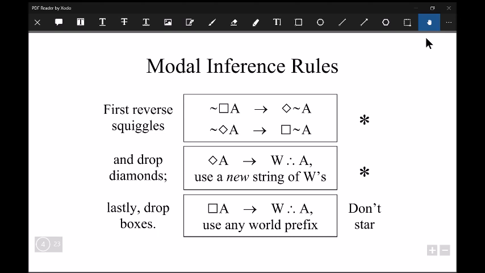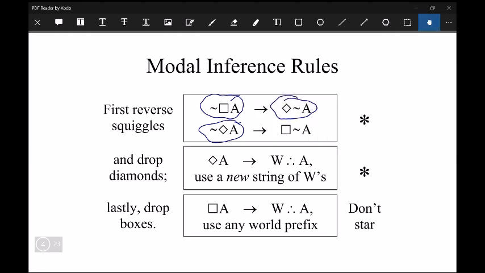You have to use these first, and then this one last. Okay, so first of all, you want to reverse squiggles. Not necessary A gives you possible not A. What's not necessary could be false, and what's not possible is necessarily false. These have the same meaning. Not necessary, possible, not possible, therefore necessarily false.